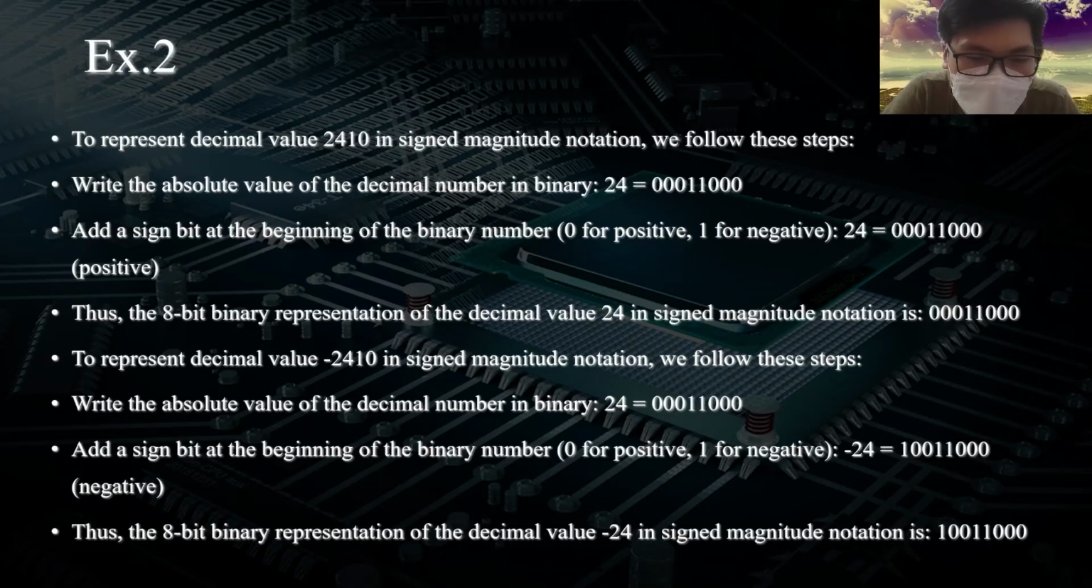To represent decimal minus 24 in sign magnitude notation, we follow these steps. Write the absolute value of the decimal number in binary, which is 00011000, then add a sign bit at the beginning of the binary number. So we have minus 24 equal to 10011000.